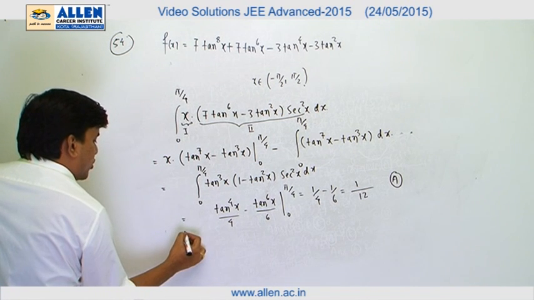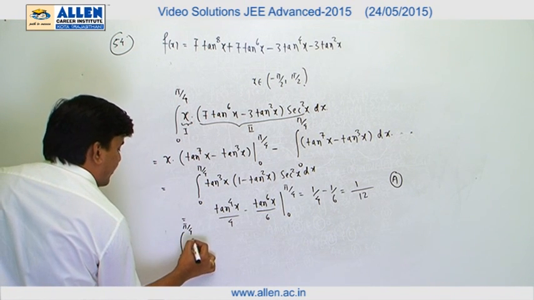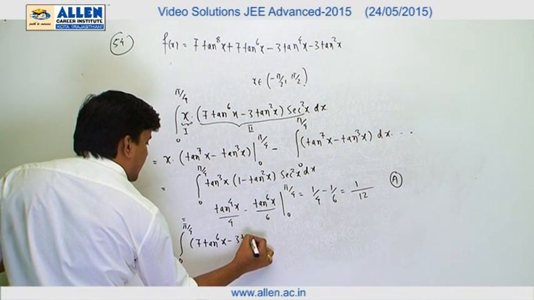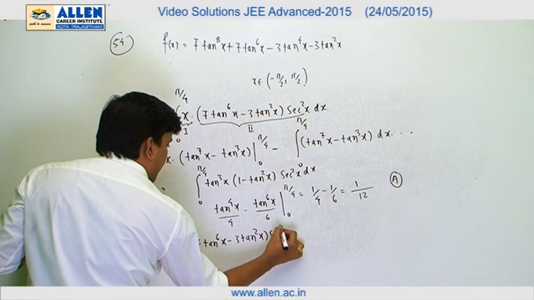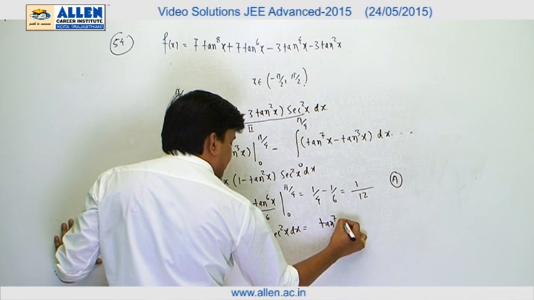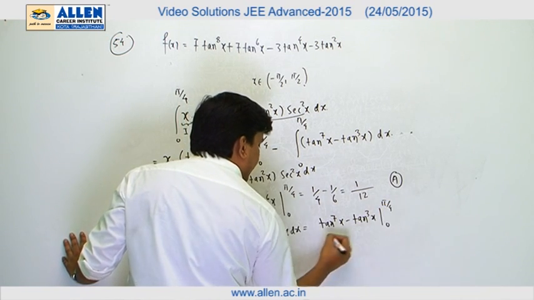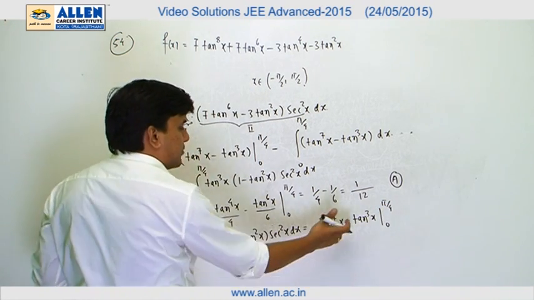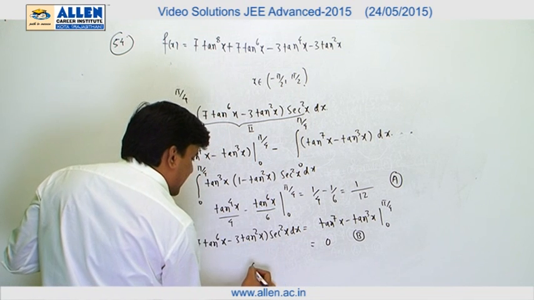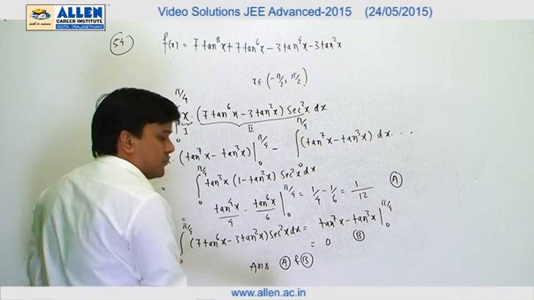Now it is also asked integral 0 to pi/4 fx dx in option B and D. So this is going to be integral 0 to pi by 4 of 7 tan raised to the power 6x minus 3 tan square x times sec square x dx. And again we can see this is going to be tan raised to the power 7x integration minus tan cube x from 0 to pi by 4. If we put pi by 4, this is going to be 1 minus 1, 0, and again at 0 this is going to be 0. So this is option B, and hence we can see the correct answer for this question is A and B.